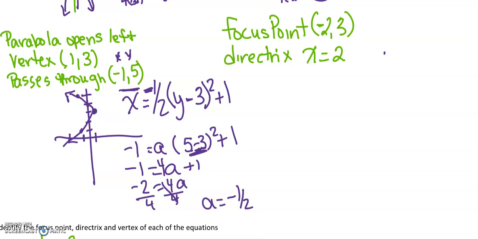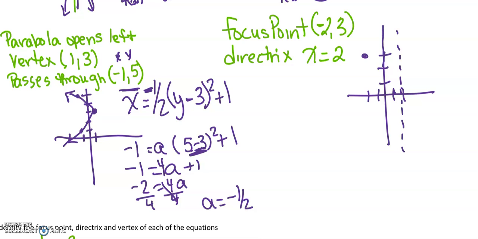Alright, so for this one, we have a focus point and a directrix. Alright? The focus point is at negative 2, 3. And the directrix is at x is 2. So if x is 2, it's a vertical line like this. Alright, so here's the deal.